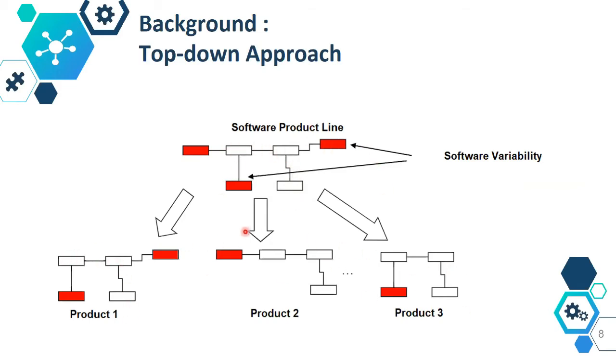For the software variability, sometimes we can find some features. As you can see here, we have only one variable feature. Here we have 2, here we have another one, as you can see. From one architecture, we can have an infinity of possibilities.